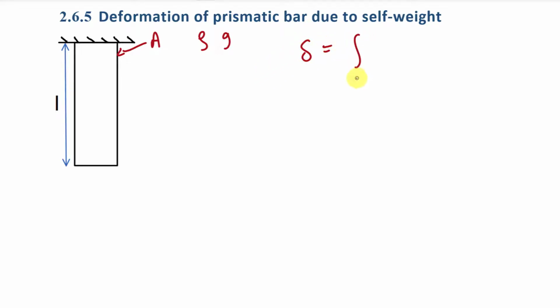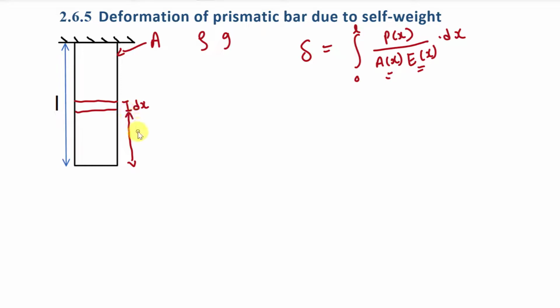Delta is equal to integration from 0 to L Px divided by Ax into Ex into dx. In this case, area and Young modulus is constant. Only load will vary according to the different cross section of this body. Let's say we are going to take one strip of length dx at distance of x from this surface. Here we are going to take this direction as x direction. Okay? So at this surface value of x will be 0 and at this surface value of x will be L. Now for this strip, what will be the value of load Px?